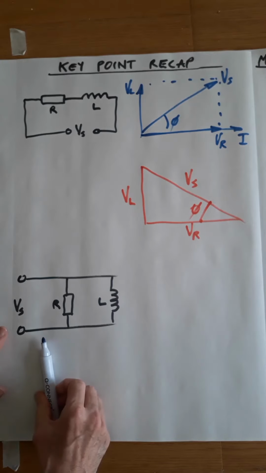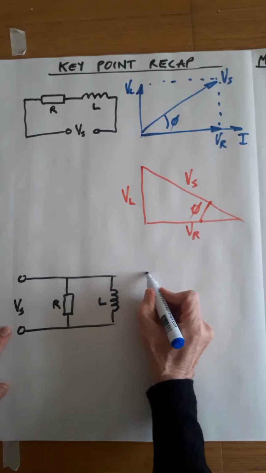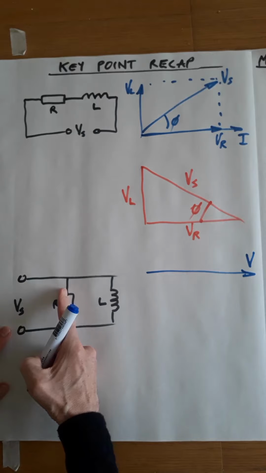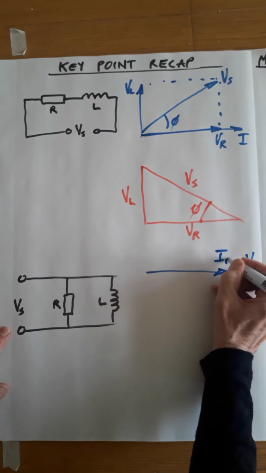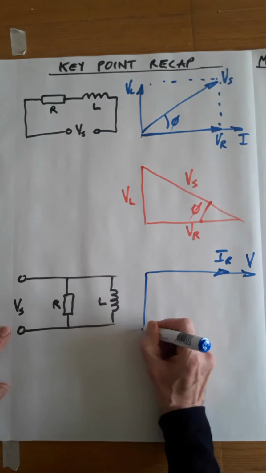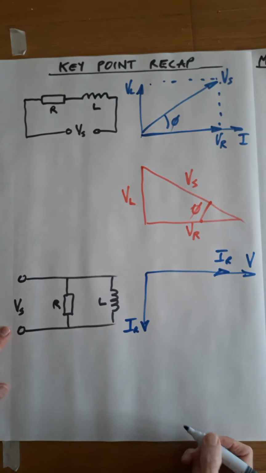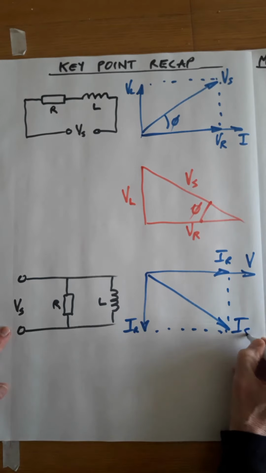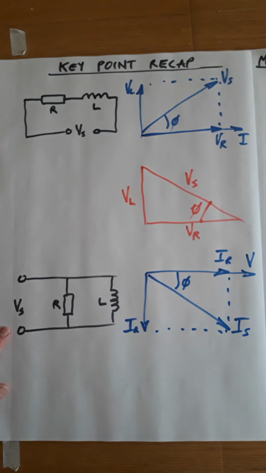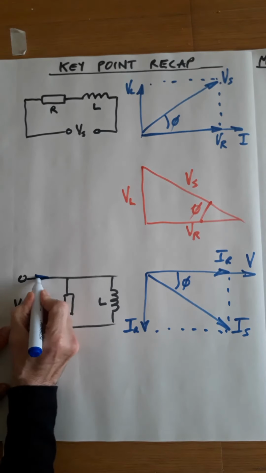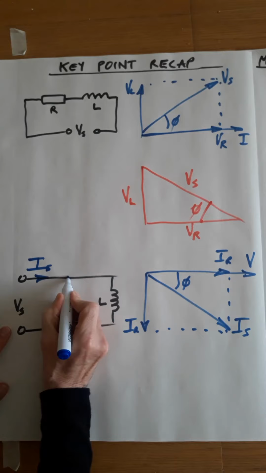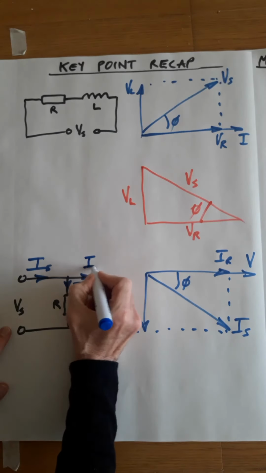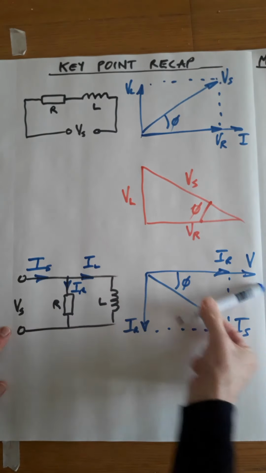If we look at this parallel circuit, here is the supply voltage, which is our reference. The current through the resistor is in phase. The current through the inductor is 90 degrees shifted. And the supply current is the result. And there is phi. Just coming back to this, supply current is coming in here. It splits at this point. Some goes through the resistor, IR, and some goes through the inductor, IL, and they are phase shifted, which is what the diagram shows.